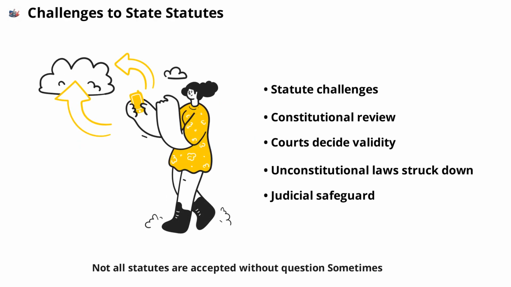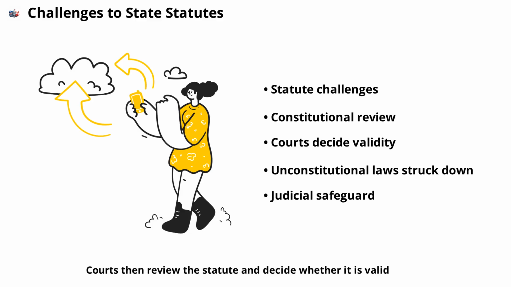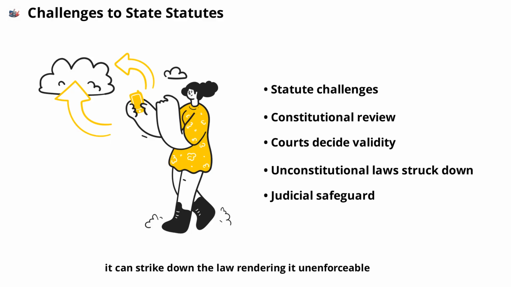Not all statutes are accepted without question. Sometimes, individuals or groups may challenge a statute in court, arguing that it violates the state or federal constitution. Courts then review the statute and decide whether it is valid. If a court finds a statute unconstitutional, it can strike down the law, rendering it unenforceable. This judicial review is a key safeguard against unjust or overreaching laws.